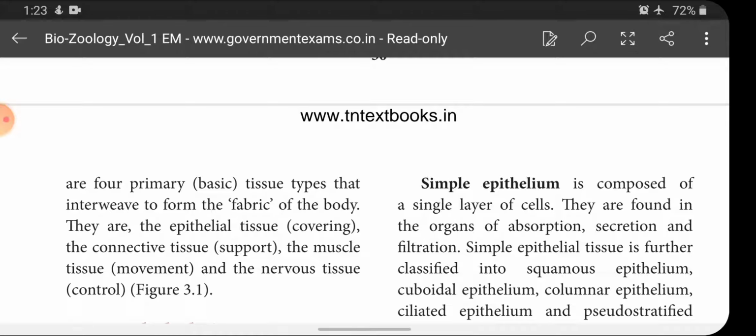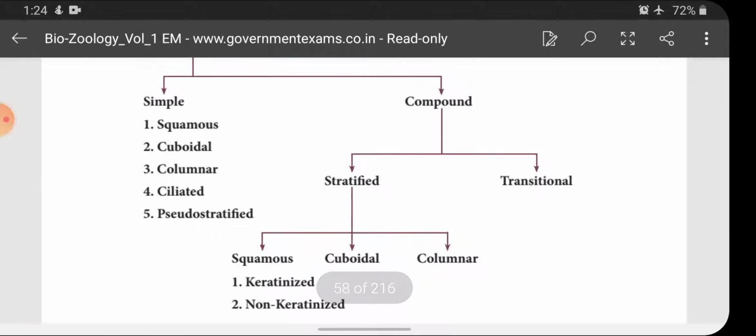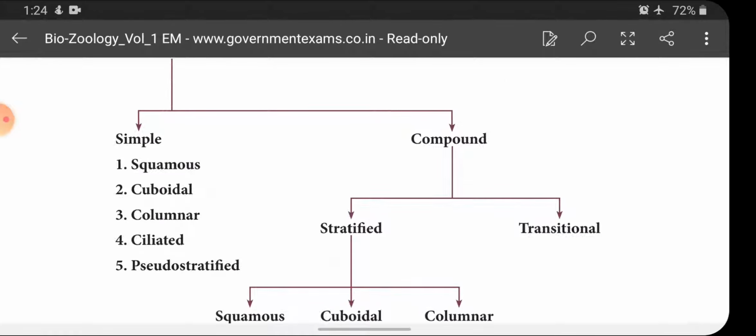Epithelial tissue forms the covering of the body, like skin. Connective tissue supports the body, like bone, cartilage and blood. Muscle tissues are present on the bone under the skin and help with movement. Nervous tissue is present in the brain, spinal cord and nerves and helps with control and coordination of the body. These are the four types of tissues present in our body which make the fabric of our body.